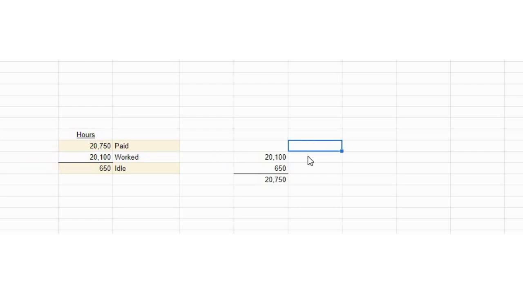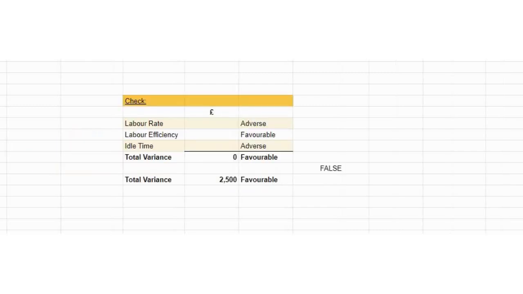And looking at the two variances, the efficiency variance and the idle time variance, if you remember, we put in the number of hours worked in the efficiency variance, and then later we went on to calculate the idle time variance. If you add those two figures together, it gives the total of 20,750 hours, which is what the company paid or purchased in labour. So it's always nice to check.